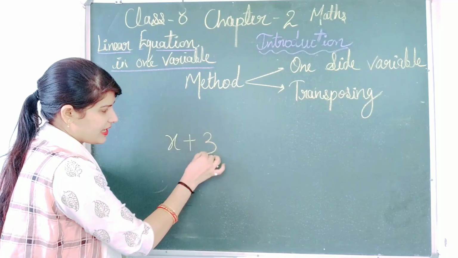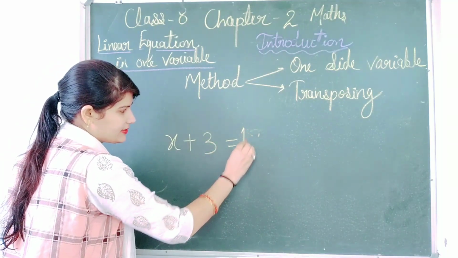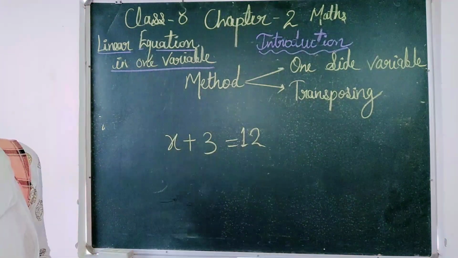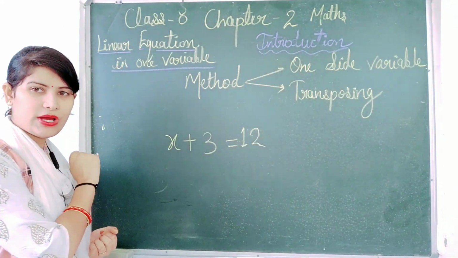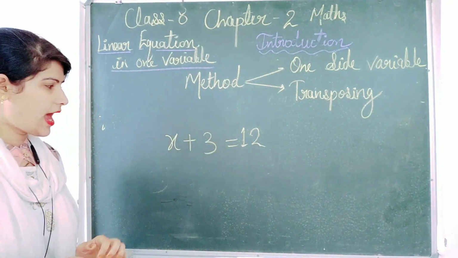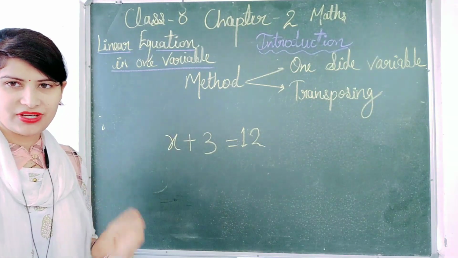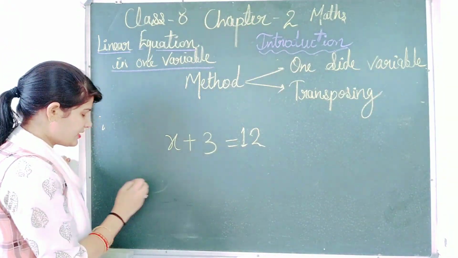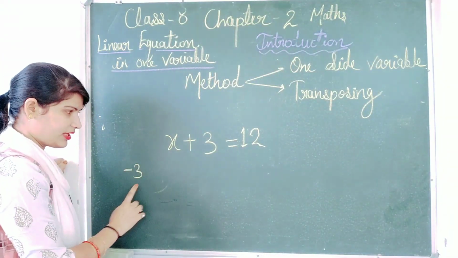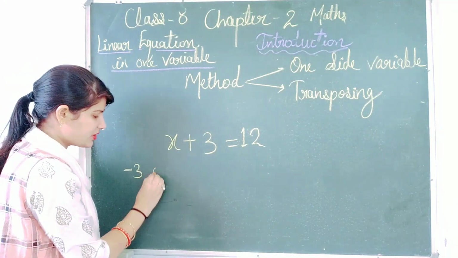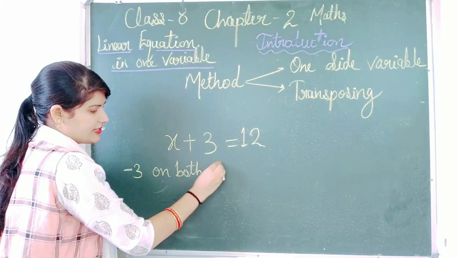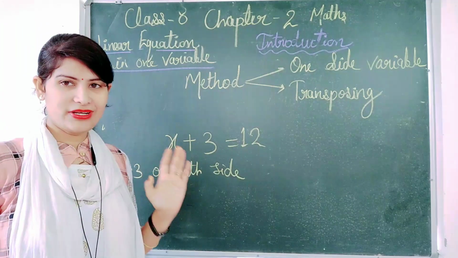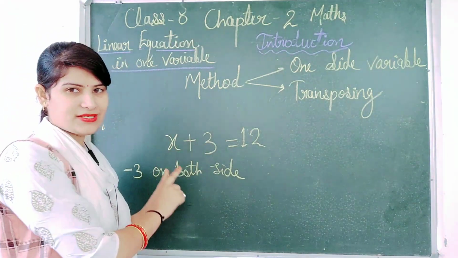Here I am taking one example of addition like this. X plus 3 equal to 12. First you have to look at the variable, the equal sign, and the variable is x and plus 3. So one side variable means plus 3 is here. So we have to subtract 3 on both sides. First you will see the variable, and nearest to the variable, what is it? Plus 3. So minus 3 on both sides.